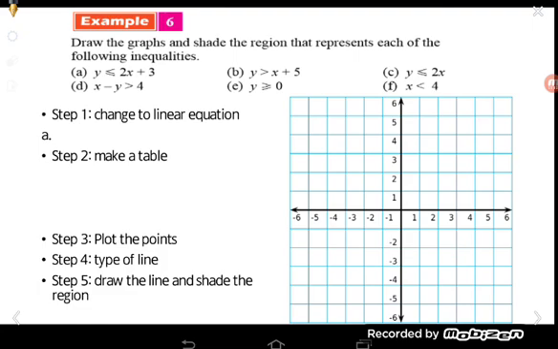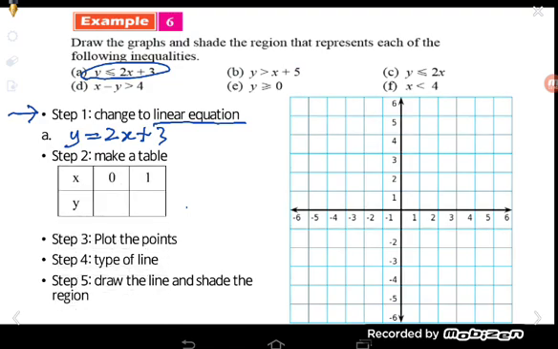Let's see, this one for A. For A, I have 5 steps here for you to do it systematically. First step is you change to linear equation. This is linear inequalities. How do you change into linear equation? You just write y equal 2x plus 3. Okay, done. And then step 2, you make a table. Why do you make a table? Because you want to have 2 points, and then you want to make a straight line.